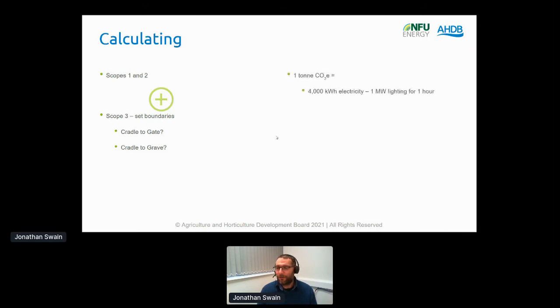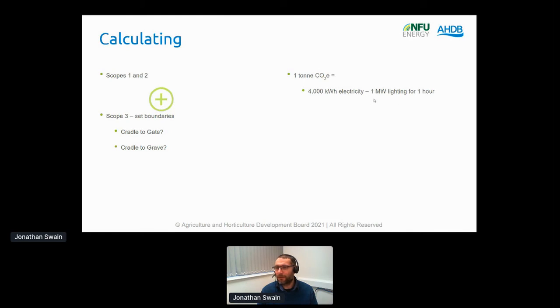At this point, it might be useful to try and visualize what a ton of carbon dioxide is, because ultimately that's really the output. What is your carbon footprint? It is a measure of how many tons of carbon dioxide you are emitting at any point in time, or for any product, or for any year, or for any period of time that you're considering your carbon footprint over. So yes, that should say 4 megawatts of lighting for an hour.